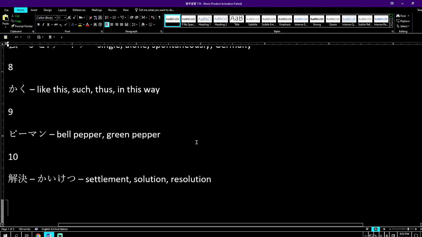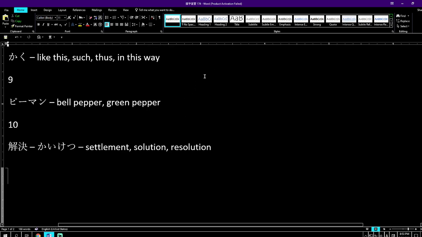Number 8 is kaku. Like this, such, thus, or in this way. Kaku. Like this, such, or in this way. Kaku.